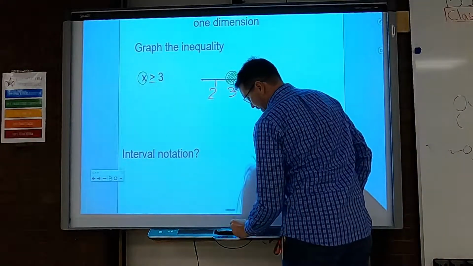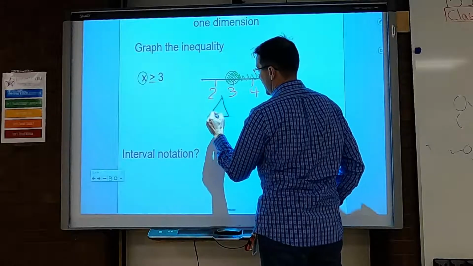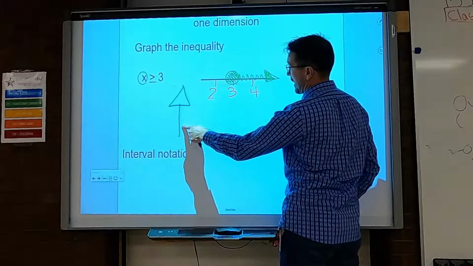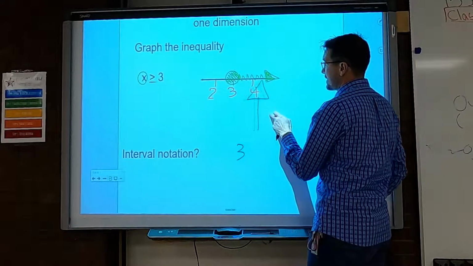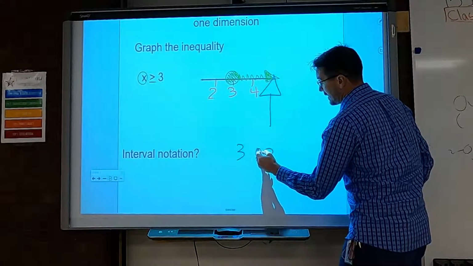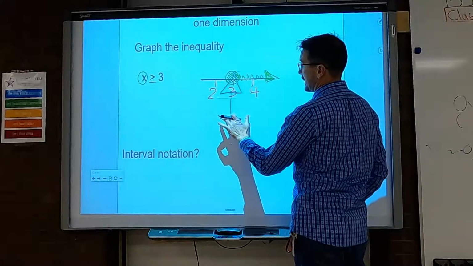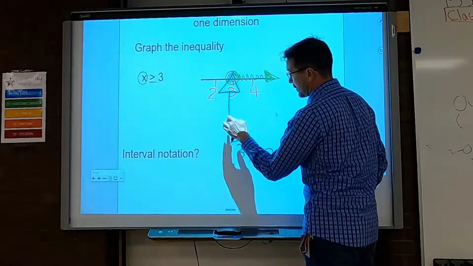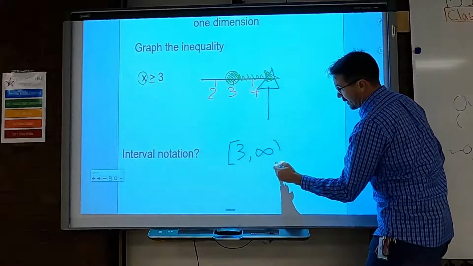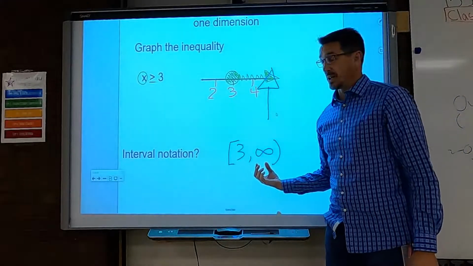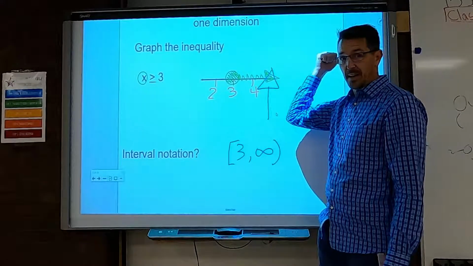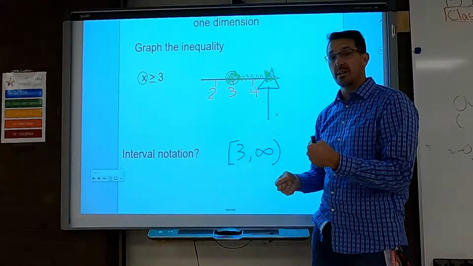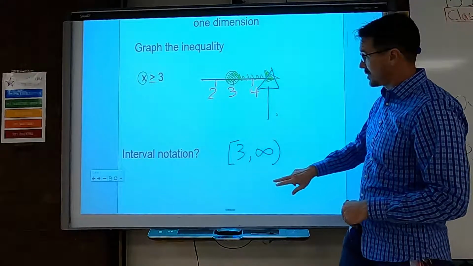And then we talked about how we take our arrow, we start from left to right, and we say, okay, the first number I see is 3. And I see this arrow going off into infinity. And then I say, is the 3 included? And we say, yes, the 3 is included, but the infinity is never included. So this is interval notation. This shows every single possible point between 3 and infinity. We're going to be using this to talk about continuous graphs. So let me show you what I mean.